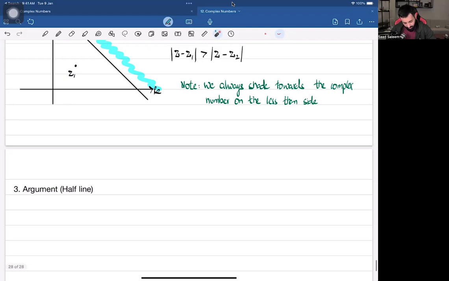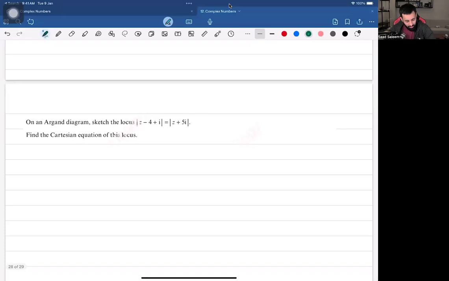So here I have a question from the book, and then we will do some questions from past papers as well. Okay, now let's see what this says. It says, on an Argand diagram, sketch the locus of modulus of z minus 4 plus i, which is equal to modulus of z plus 5i.